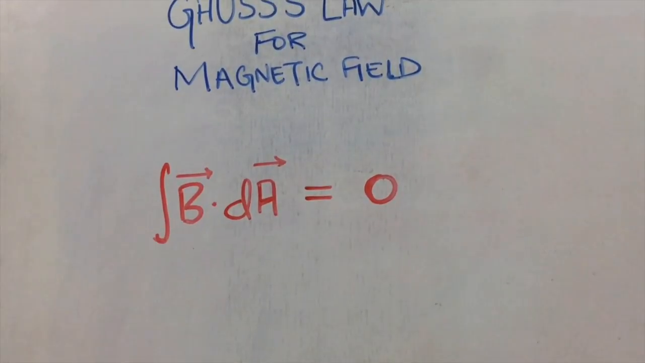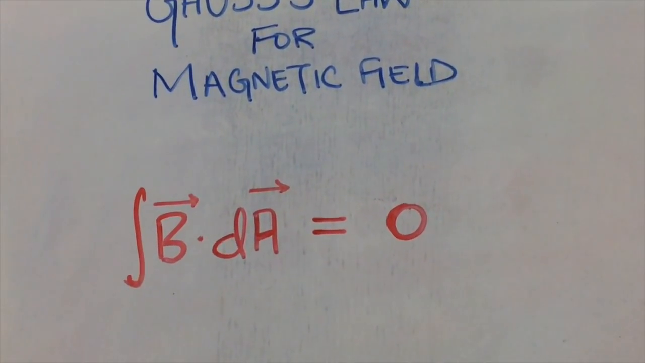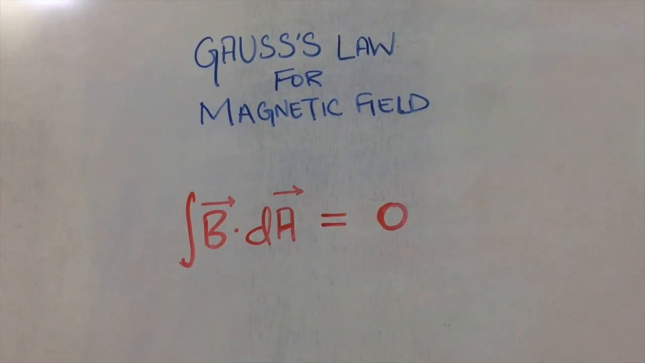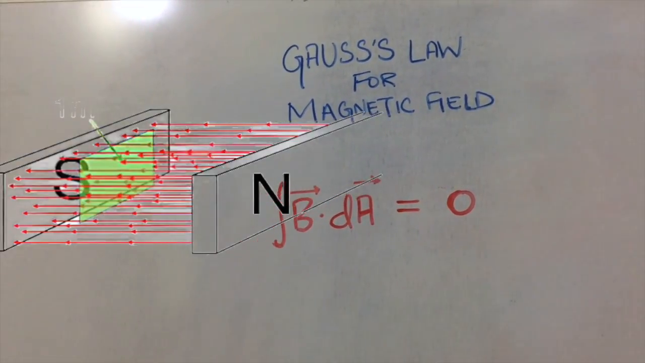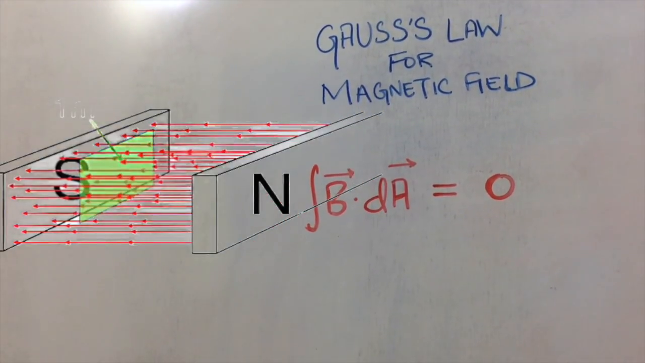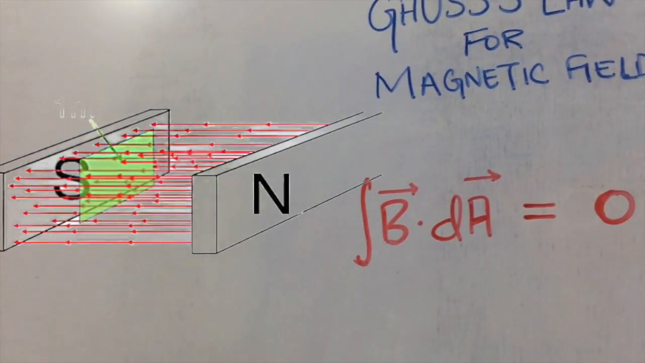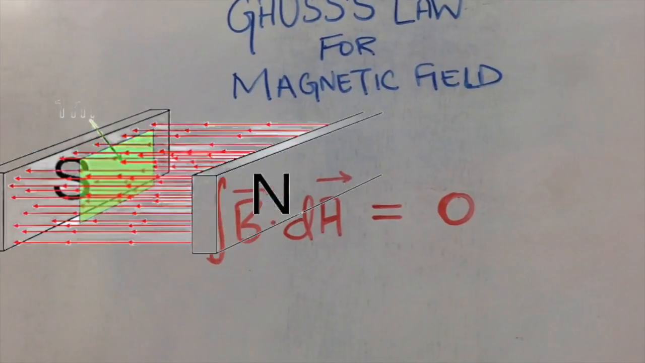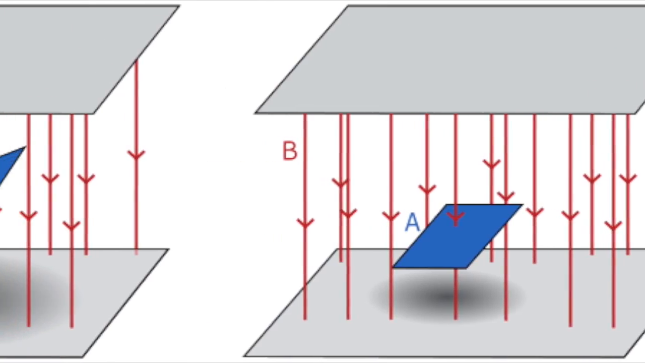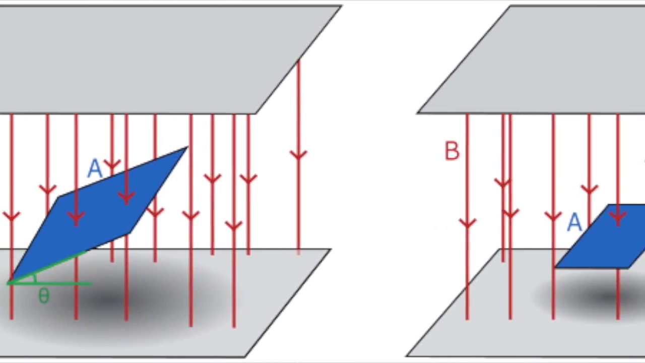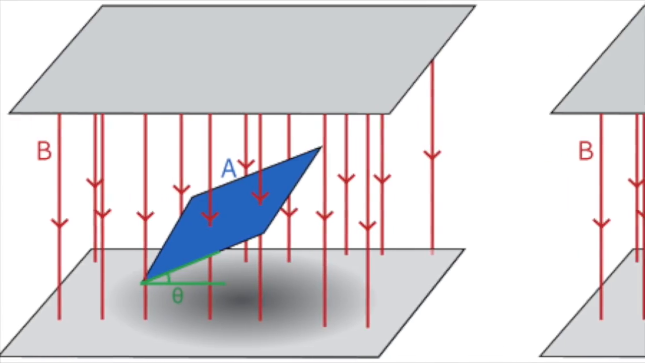Gauss's law for magnetic fields is similar in form but different in content from Gauss's law for an electric field. Gauss's law for a magnetic field states that the total magnetic flux passing through any closed surface is zero. In other words, if you have a real or imaginary closed surface of any size or shape, the total magnetic flux through the surface must be zero.